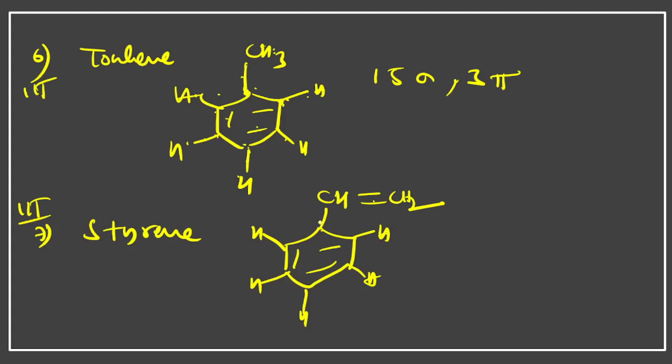2, 3, 4, 5, 6, 7, 8, 9, 10. Every carbon has 1 sigma bond, so with the 6 carbons it is 16 sigma bonds. And how many pi bonds? 1, 2, 3, 4. So styrene has 16 sigma bonds and 4 pi bonds.